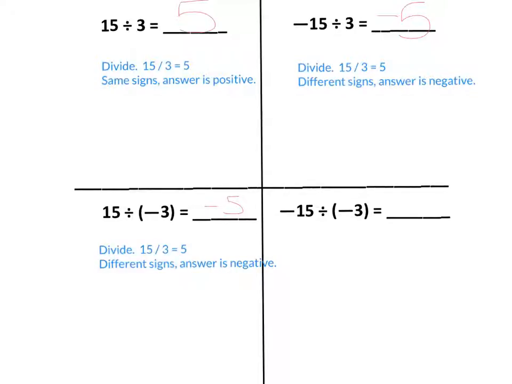Now for the final example. Negative 15 divided by negative 3. Good news! You already know the first step. We're going to divide 15 by 3, and we know it's going to equal 5. Now we have to go, hey, we have the same signs. The answer is positive. We have the same signs because both of them are negative, and we end up with a positive 5. And that is all there is to justifying multiplication and division. Told you these were the easy ones.